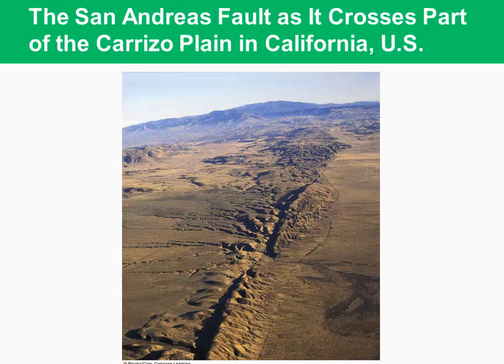Here's an example of the San Andreas Fault as it crosses part of the Carrizo Plain in California, United States. Very active fault zone. So we'll talk more about what happens at these fault zones.